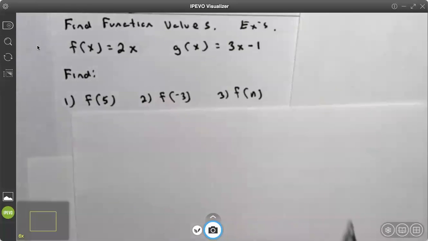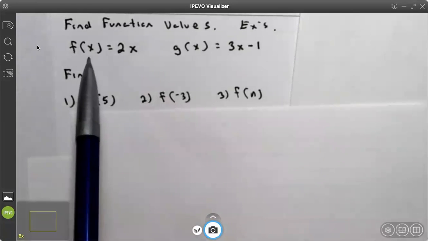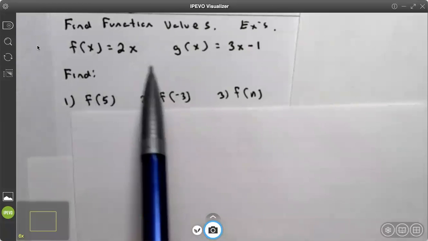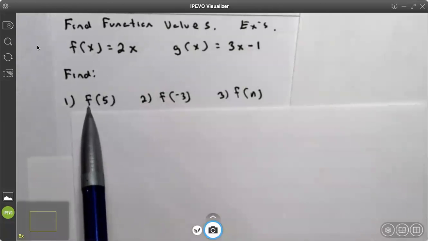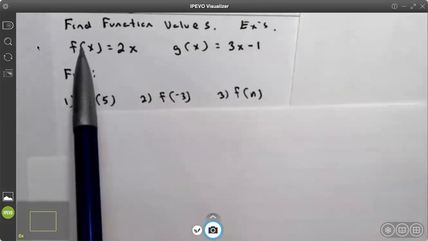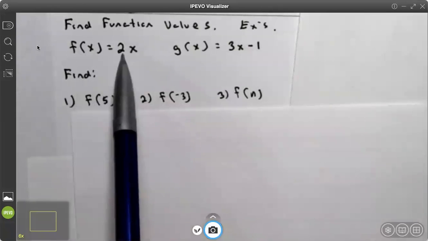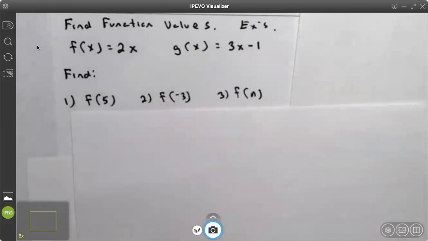All right, you try some. So I'm given two functions, f of x equals 2x and g of x equals 3x minus 1. So I have to look and see what they are asking for. Number one, they're asking for f. So I'm going to use this one. If f of x equals 2x, find f of 5. Give that a try.